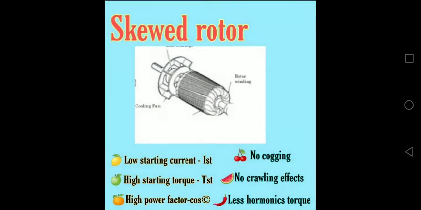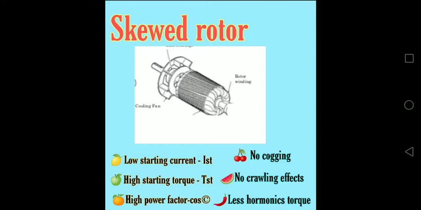Now coming to the skewed rotor method. The only difference between the squirrel cage rotor and the skewed rotor is that in a skewed rotor the slots are inclined, and the copper bars are inclined, not in a straight line, but inclined to the shaft.